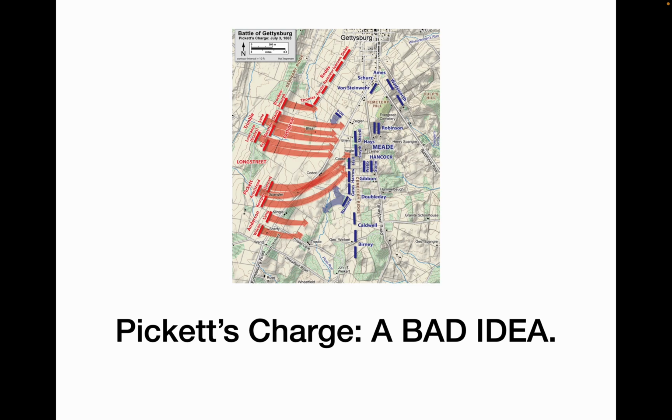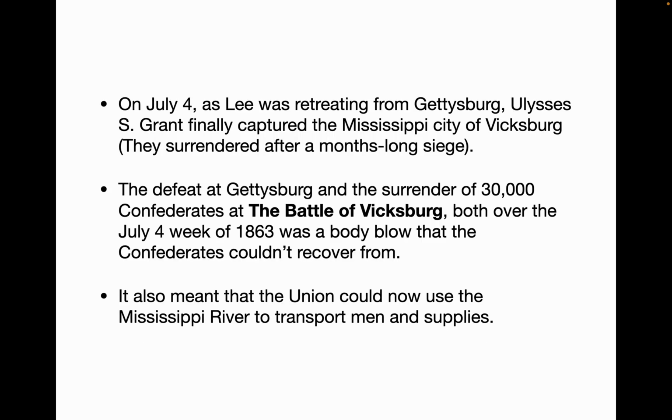So here is Pickett's Charge, which again, don't do it. Uphill, bad idea. On July 4th, as Lee is retreating from Gettysburg, Ulysses S. Grant is having his own success in the South, in Mississippi. Grant finally captures the city of Vicksburg, which he's been surrounding for months now. He's been trying to get in.